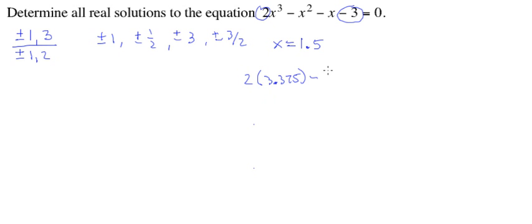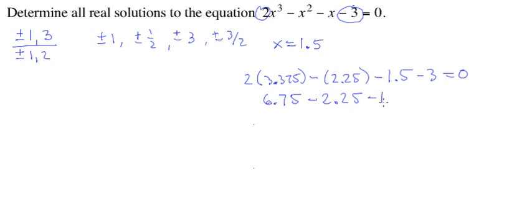3.375 minus 1.5 squared is 2.25, minus 1.5, minus 3 equals 0. Okay, so this is 6.75 minus 2.25 minus 1.5 minus 3 equals 0. This might do it. 6.75 minus 2.25 is 4.5, minus 1.5 is 3, minus 3 is 0.